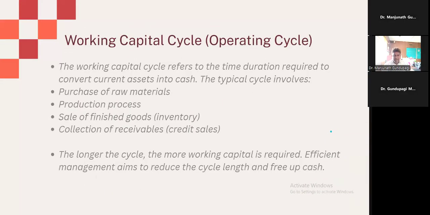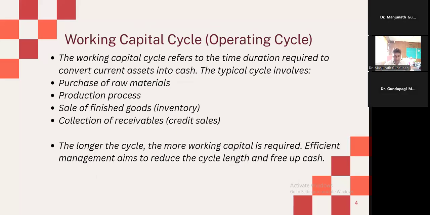Now, understanding the working capital cycle, also called the operating cycle, which refers to the time duration required to convert current assets into cash. It involves purchase of raw materials, production process, sale of finished goods, and collection of receipts. Here, one important point that we need to observe: the longer the cycle, the more working capital is required. So, efficient management aims to reduce the cycle length and free up the cash.